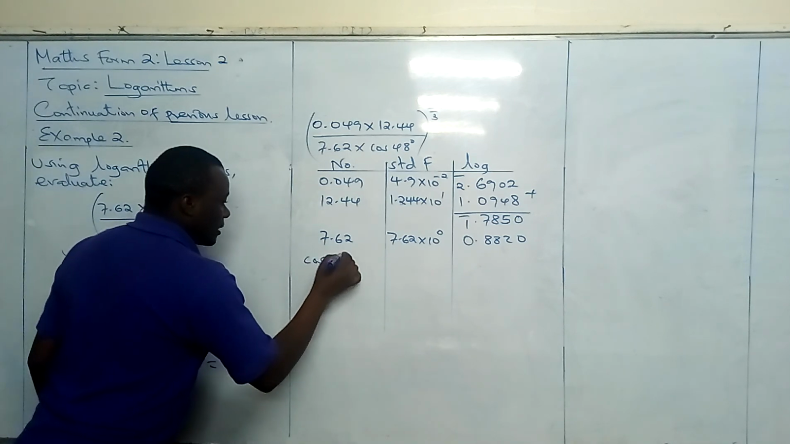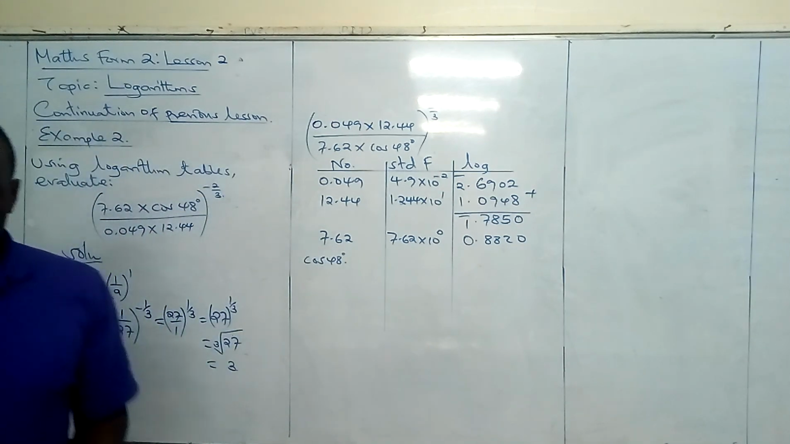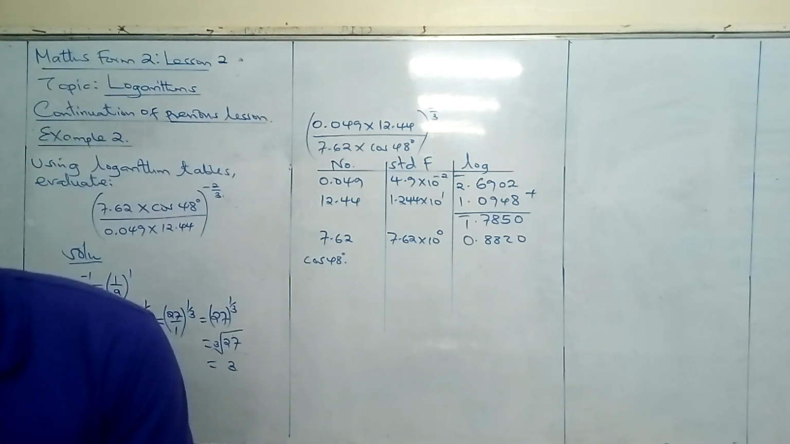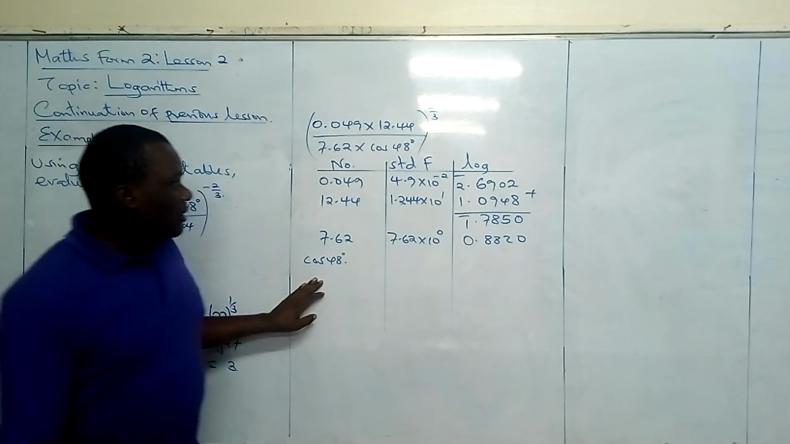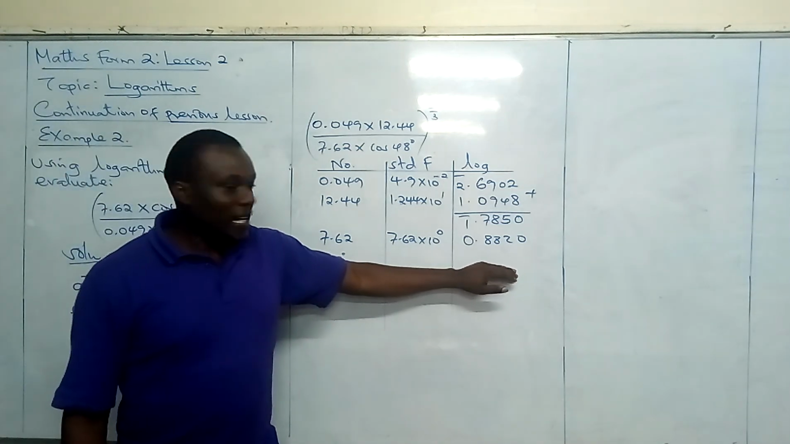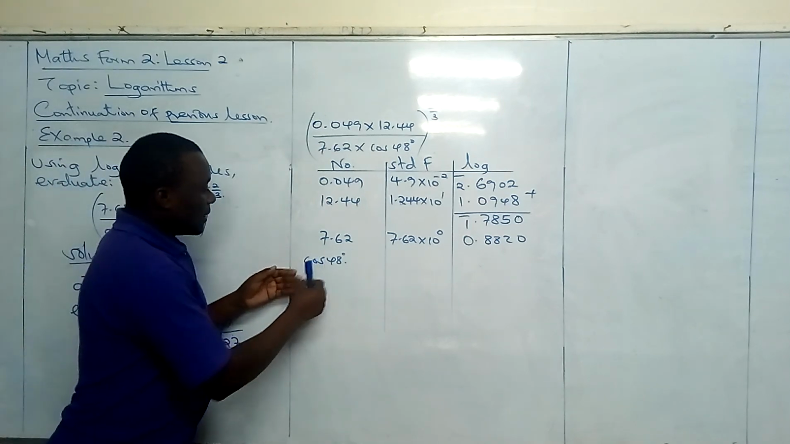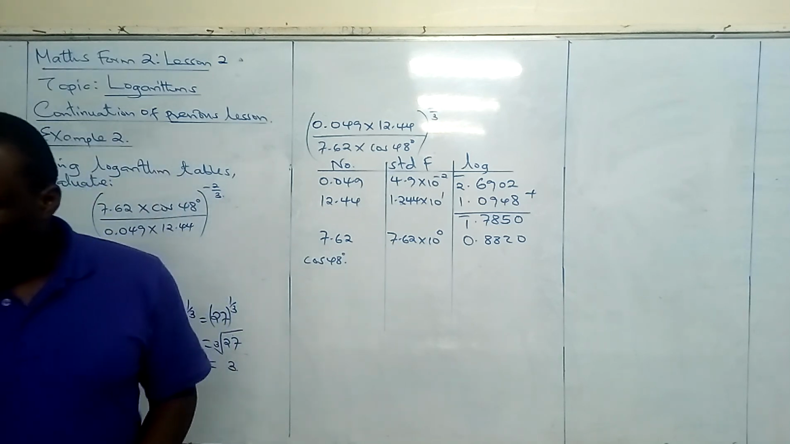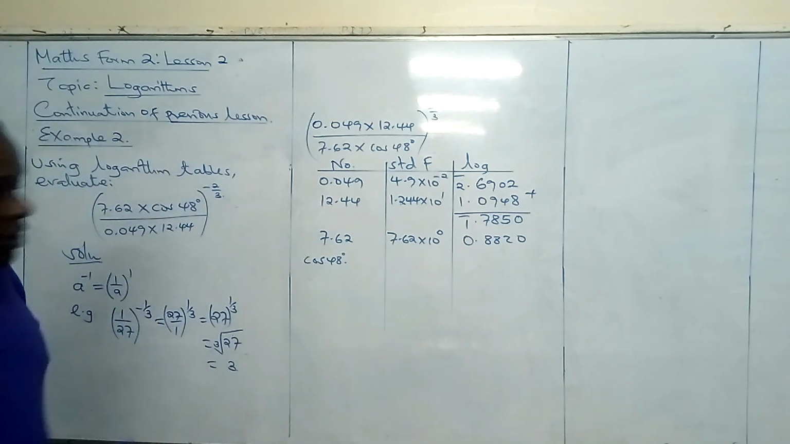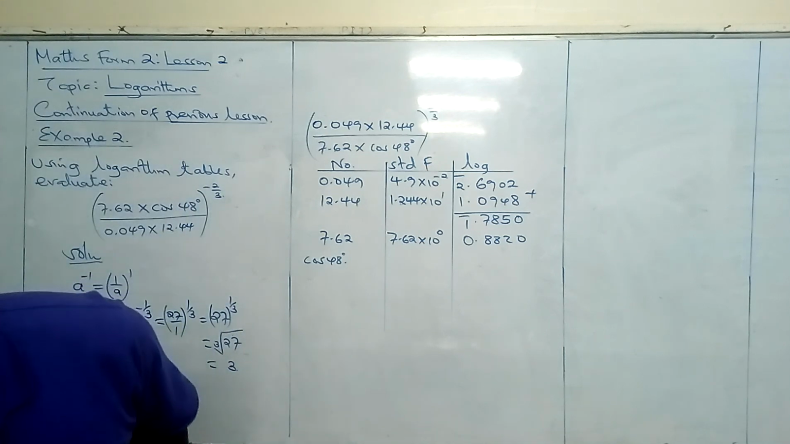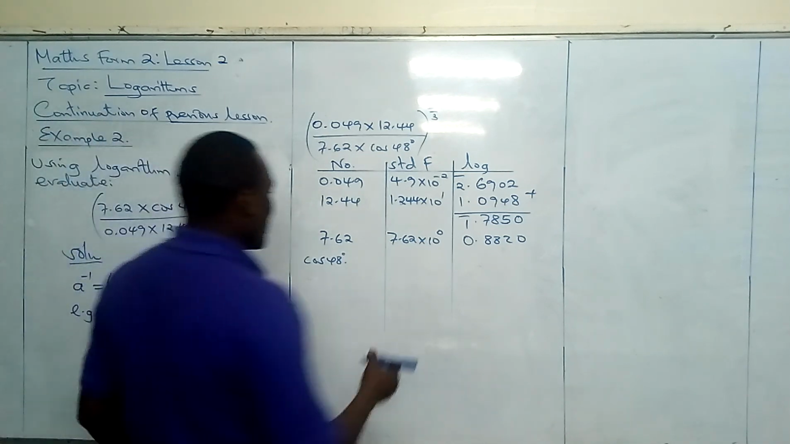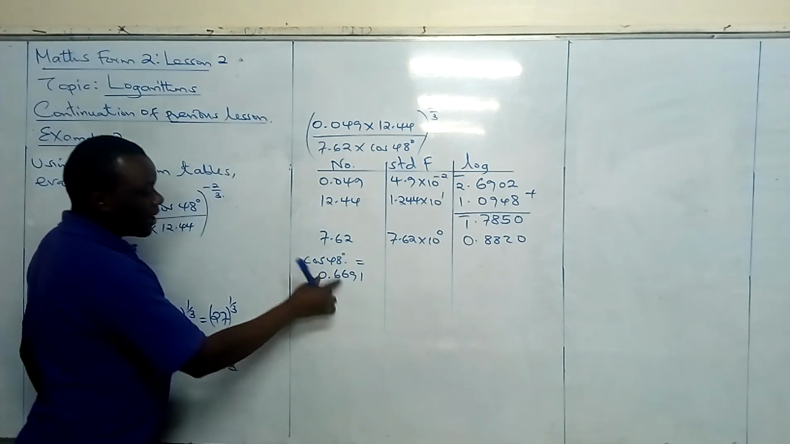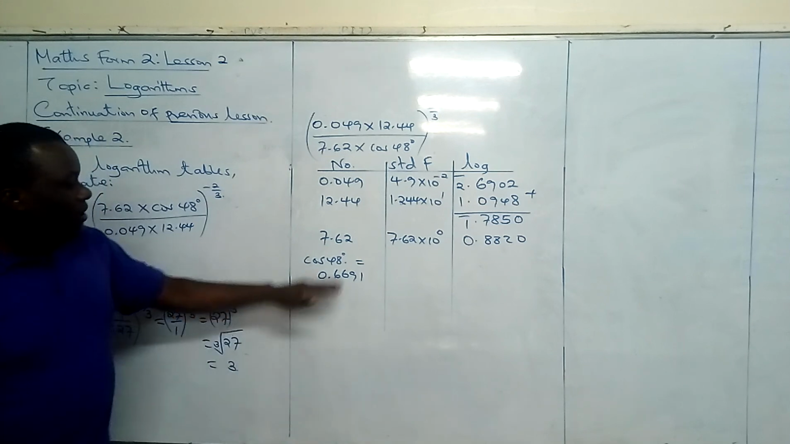Cos 48. So there are two ways. We can find logarithms of cosines, which will give us the log directly, or we can go to natural cosines. Cosine of 48 is 0.6691. So this is the value of cosine of 48. This will be our number.